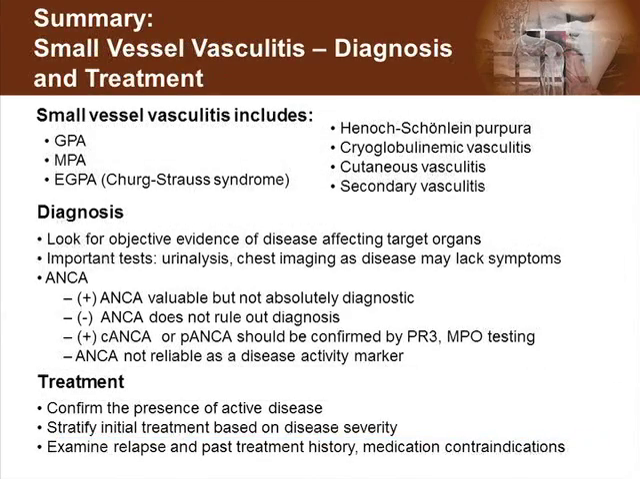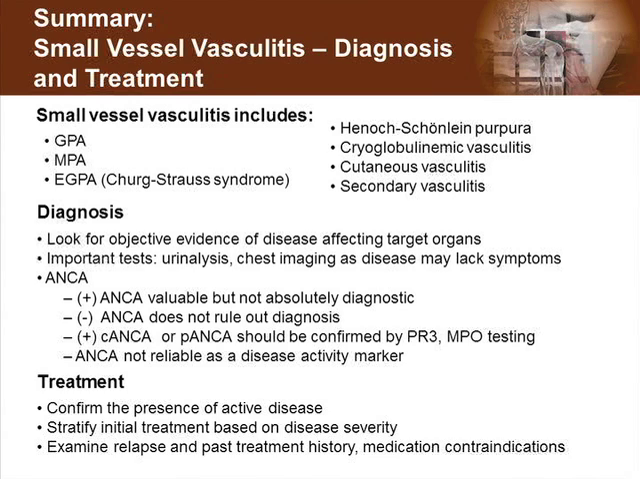So in summary, when we talk about small vessel vasculitis, it's important to recognize that although our case discussions today focused on GPA, this is by no means the only disease in which we can see small vessel vasculitis occurring. This also can include microscopic polyangiitis, EGPA Churg-Strauss syndrome, Henoch-Schönlein purpura, which is predominantly a disease of children but can also occur in adults, cryoglobulinemic vasculitis, cutaneous vasculitis, or secondary forms of vasculitis.